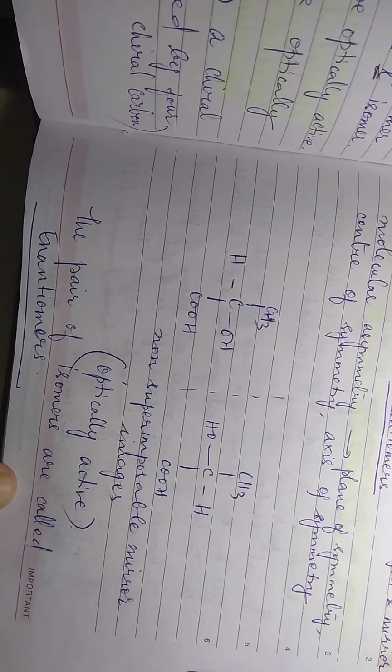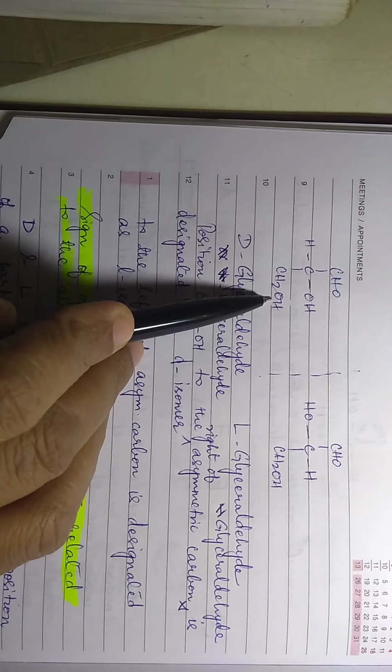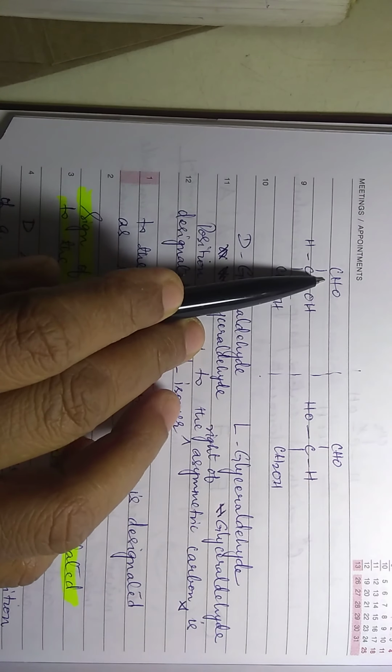Now, we have to understand a little more. And so we go with the simplest example, that is glyceraldehyde. This is glyceraldehyde. This is 2,3-dihydroxy, 2 and 3 position they are having hydroxyl group, and there is an aldehyde group.